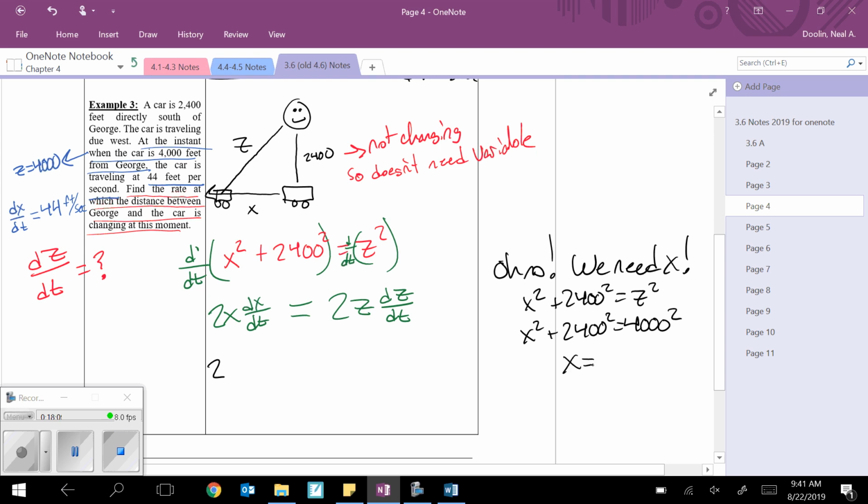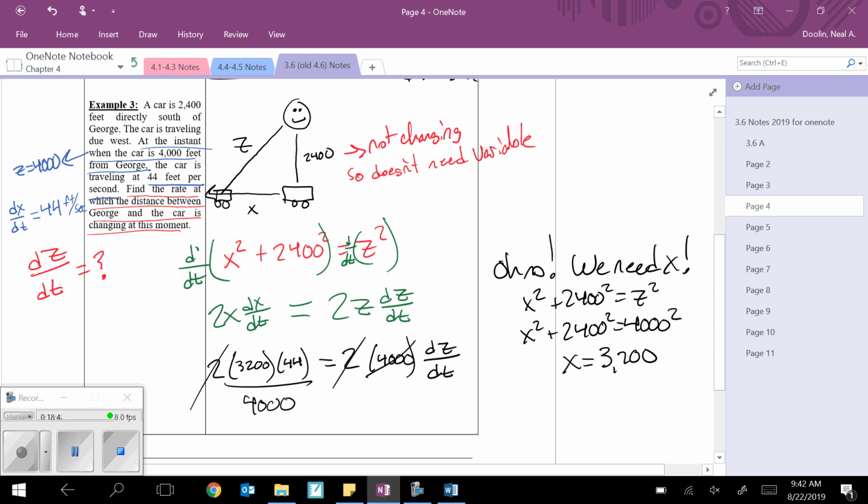You do the math. It's actually one of those perfect triangles. It comes out to 3,200. So we actually are good. We know that length, 3,200. Then dx/dt, we are told the car is going 44 feet per second west, so 44. And there's another 2. By the way, there's 2 on both sides, so you can divide it out. Z, we know z is 4,000. And then the question was to figure out dz/dt. So all of this divided by 4,000, which should come out to about 35 and change.